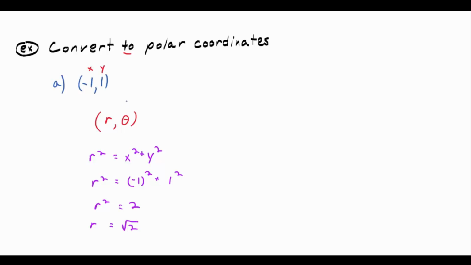All right, so what else do I need? I need theta. So what's the relationship between x and y and theta? It's a tangent. Okay, so tangent of theta equals what? y over x, which would be 1 over -1. So you get tangent of theta is equal to -1, but you better be careful, especially if you're relying on your calculator. Let's be in degree mode just for fun, because we were in radian mode earlier.